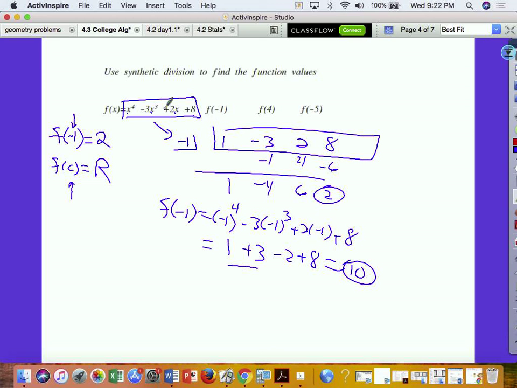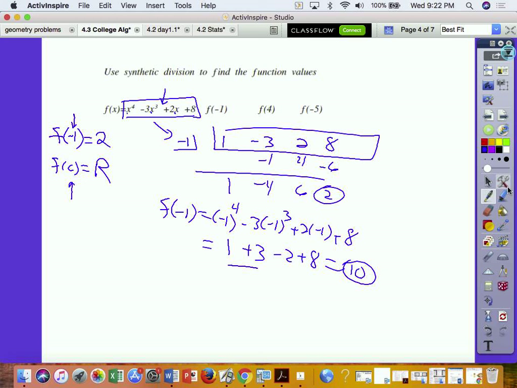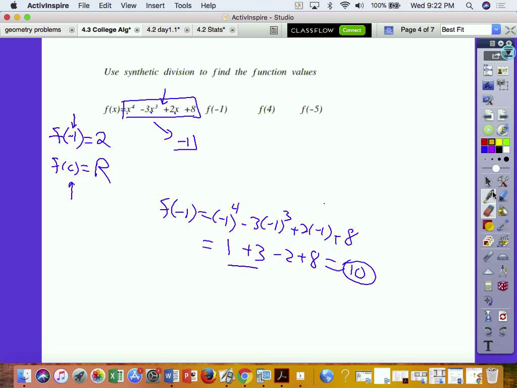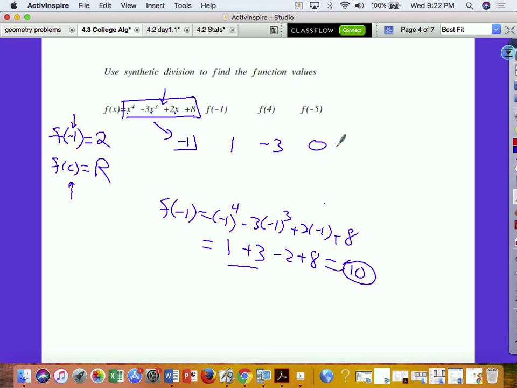What I forgot is I forgot to put my x squared term in there, so I should put a 0 right in here. So let's try that again, okay? Wish I meant to do that on purpose, but I didn't. So let's try one more time. So 1, negative 3, 0, 2, 8. And now the remainder should be 10. So bring down, multiply, add, multiply, add, multiply, add, multiply, add.